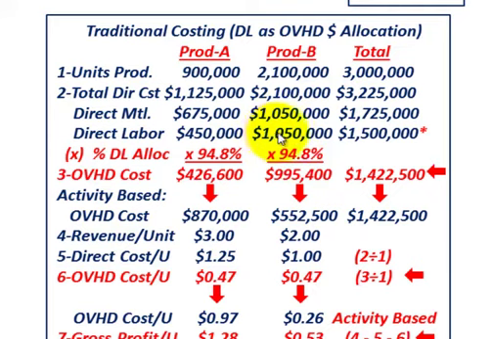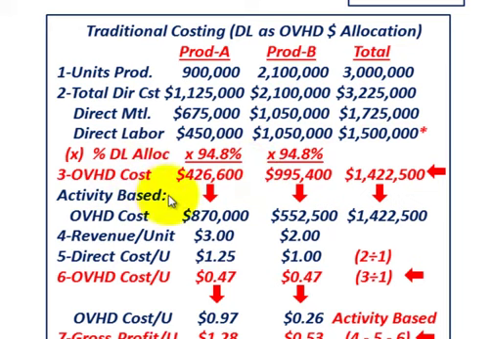And then for product B, again 94.8%. In this case, the direct labor here for product B was $1,050,000 here. 94.8% of that is going to give us our overhead cost, or those indirect cost allocation, $995,400. So the total amount here is $1,422,500. So this is using that traditional costing. See, it's the same. We're working with the same amount of overhead here for both the ABC and our traditional costing. We have the same amount here.